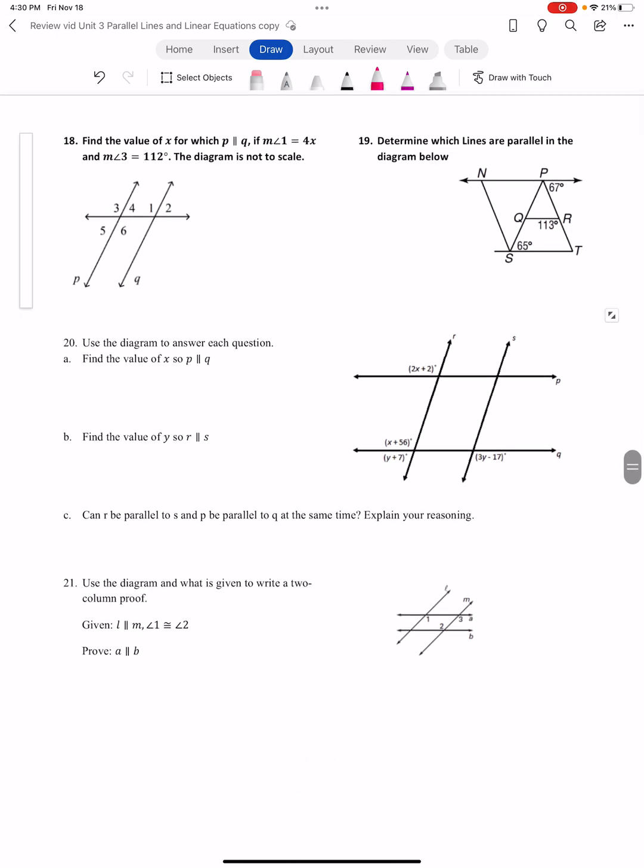Number 8, so that was that one. Number 18, find the value of x for which P is parallel to Q if the measure of angle 1 is 4x and the measure of angle 3 is 112. So if P was parallel to Q, then 4x would be equal to 112. Divide by 4, x is equal to, 4 goes into 112, 4 goes into 11 twice, minus 8. 11 minus 8 is 3, 4 goes into 32, 8 times, minus 32 is 0. And so x is equal to 28.